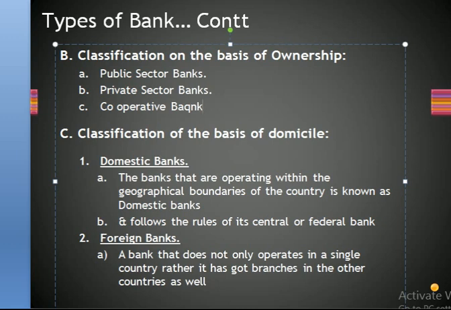Public sector banks are such banks that are owned and controlled by the government. Such banks are called public sector banks. For example, in Afghanistan, Pashtany Bank is a public sector bank. The Afghanistan Bank, DAB, that is a public sector bank.